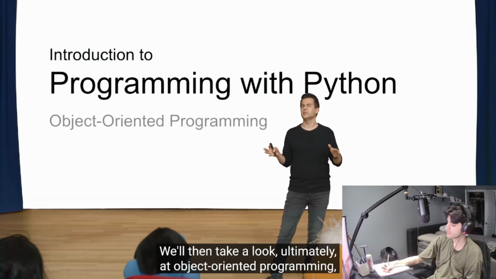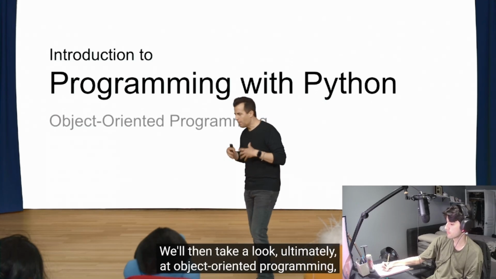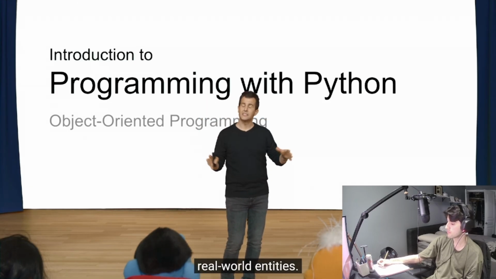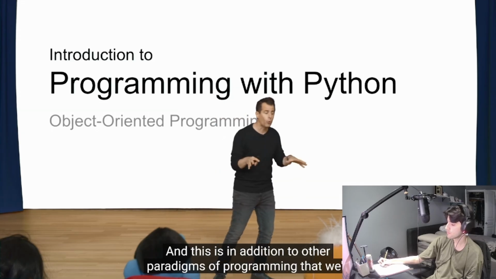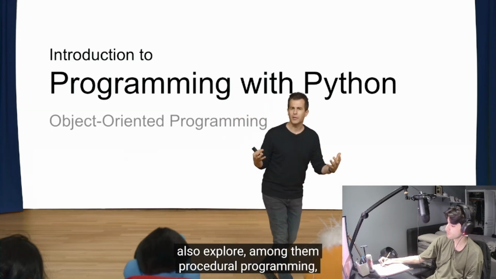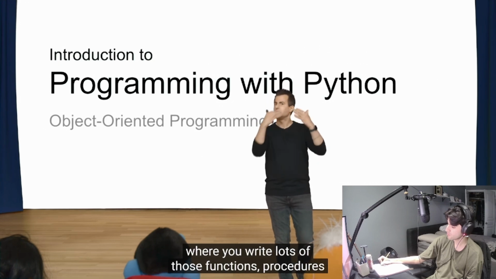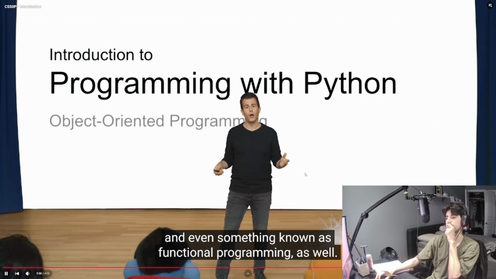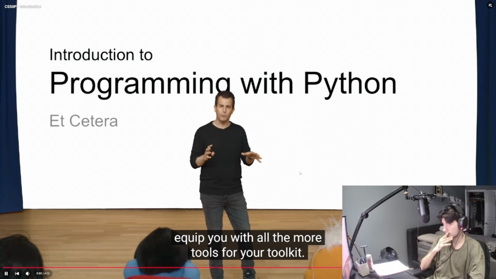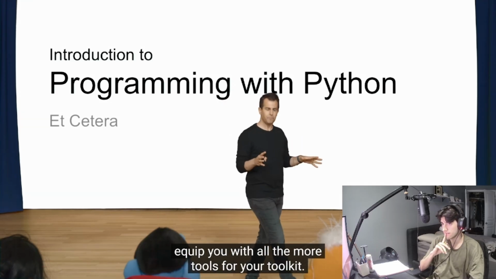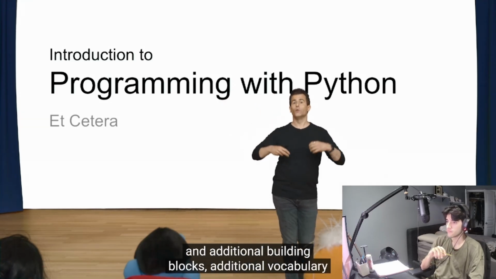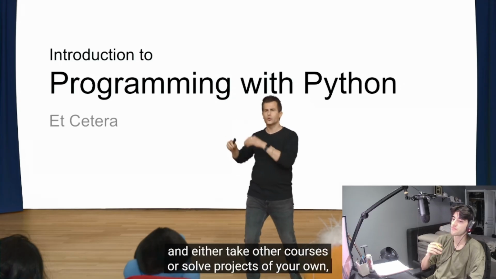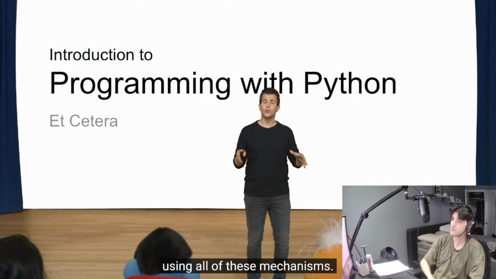We'll then take a look ultimately at object-oriented programming, a paradigm, a way of writing code whereby you can represent in code real-world entities. And this is in addition to other paradigms of programming that we'll also explore, among them procedural programming, where you write lots of those functions, procedures really, top to bottom to solve problems step by step, and even something known as functional programming as well. And then at the very end of the course, we equip you with all the more tools for your toolkit. And additional building blocks, additional vocabulary via which after this same course you can go off on your own and either take other courses or solve projects of your own using all of these mechanisms.